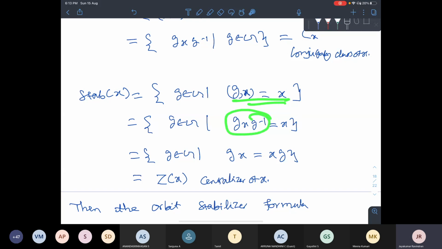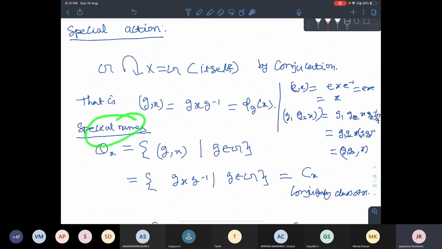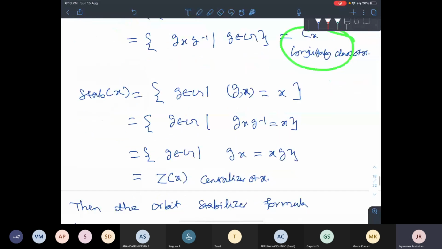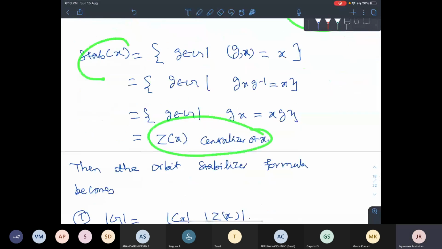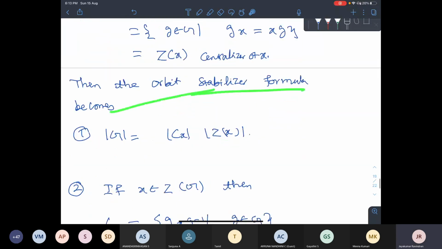Stabilizer: the set of all G which do not change X. The original definition is G X G inverse equals X, for such G I'm collecting, and so G X equals X G. This is called the centralizer under this action. These are very nice names: the orbit is called the conjugacy class, and the stabilizer is called the centralizer. Immediately you can say this is a subgroup; you need not prove it because we have proved it in general. The orbit stabilizer formula becomes, what is the orbit stabilizer formula? Do you remember the orbit stabilizer formula?